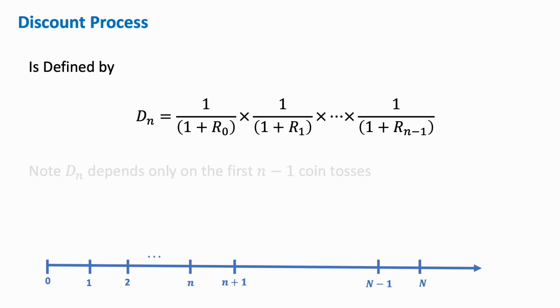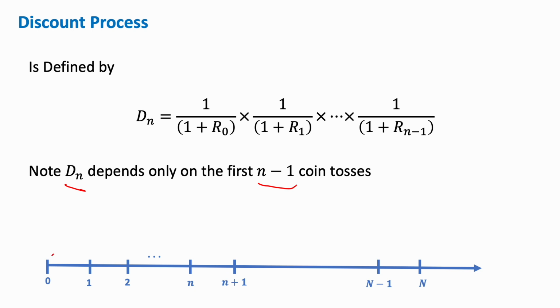Fairly simple. And something to note also is that this D_n depends only on the first n minus 1 coin tosses. And we show that, right? For example, D_2 will depend only on the first coin toss because R_0 is not random, but for the interest rate from period 1 to period 2, we need to toss the coin, and if it's a head, maybe we go up, if it's a tail, we go down.